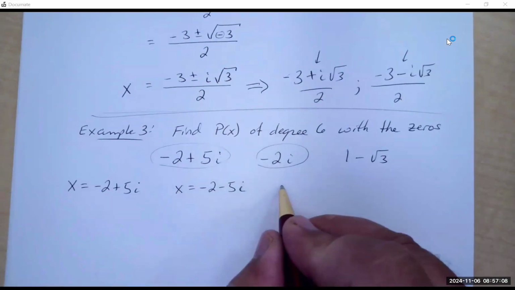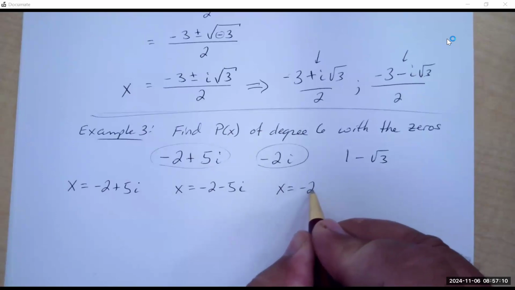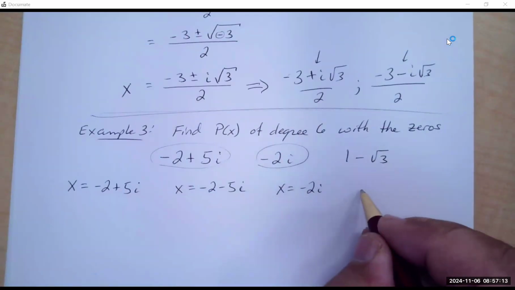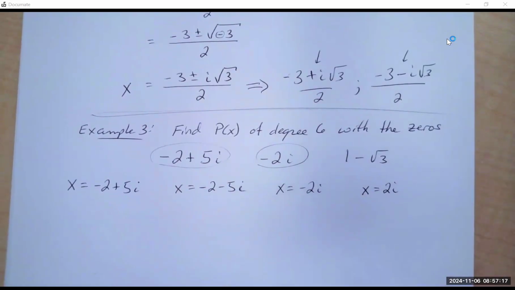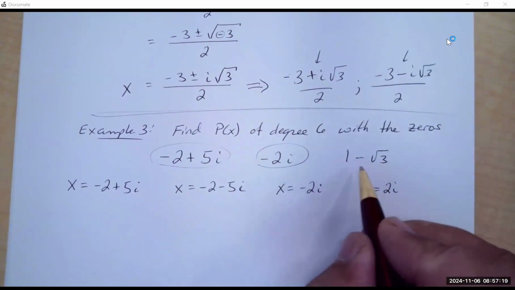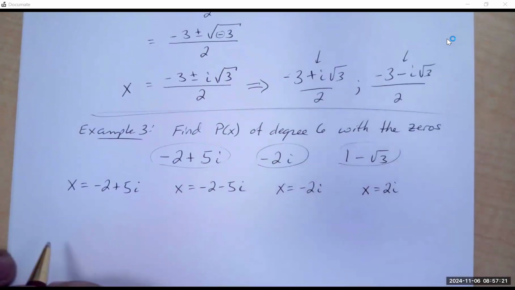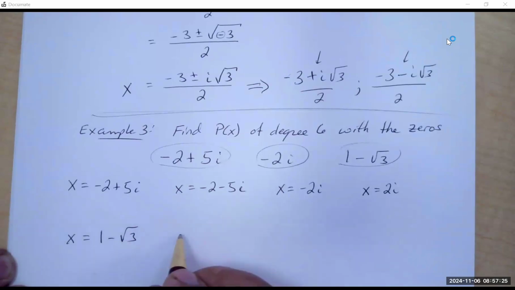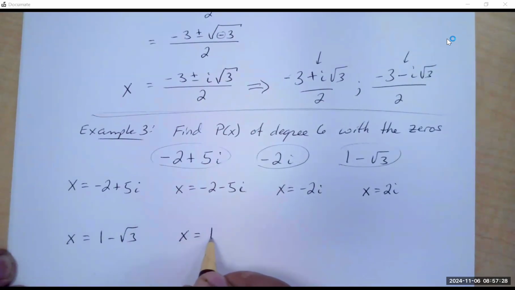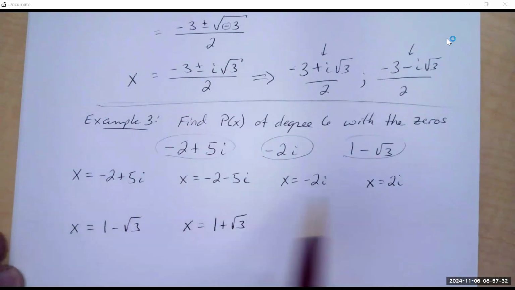Another one is x equals -2i. Its conjugate is x equals positive 2i. And the last one, x equals 1 minus radical 3. Its conjugate is 1 plus radical 3. Those are our 6 solutions.